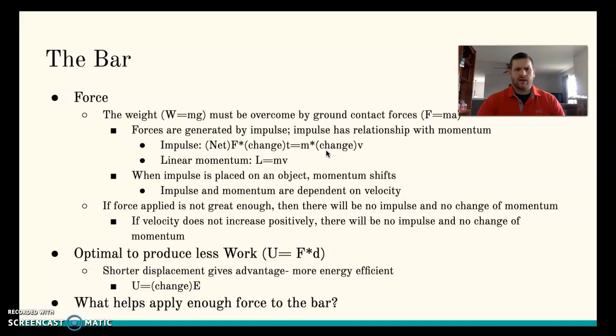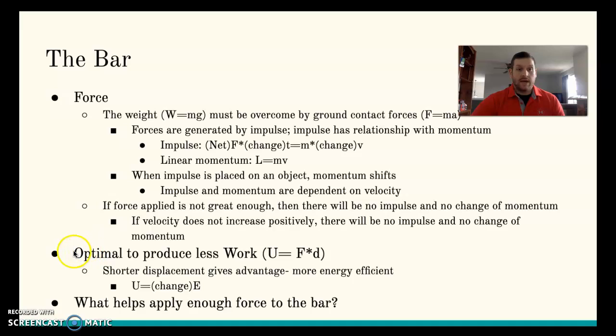So if the force applied is not great enough to overcome the weight, which is the mass times acceleration due to gravity, so if the force we send upwards vertically is not great enough, there's not going to be an impulse, because there's not going to be a change in velocity at all. It's going to remain zero. So that's why it's essential to get in the proper stance and be able to get that bar off the ground, get it going fast enough.